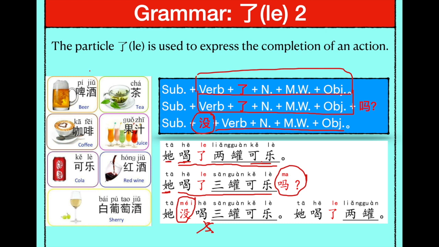So same, use the words here to replace the word. Okay. 他喝了2杯啤酒。Please pay attention. You need to change the measure words here. So, except 可乐, we use 罐. All others, we use 杯.